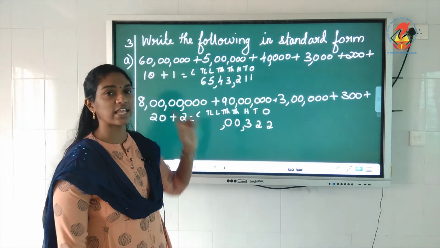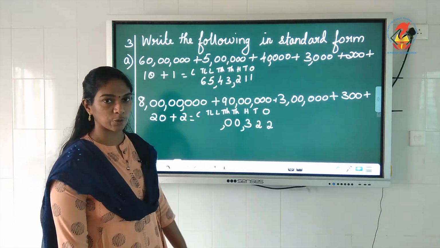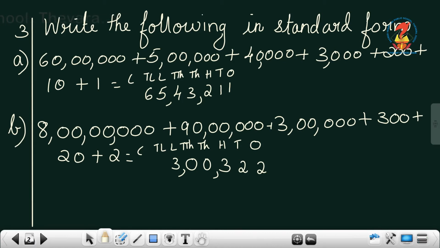Our thousands and 10,000s place is missing. There is no number there, so we will put 0. Understood children? Then you have 3 lakhs. So 3 comes in the lakhs place. Then you have 90 lakhs. That 9 comes in the 10 lakhs place. So our lakhs period is completed.